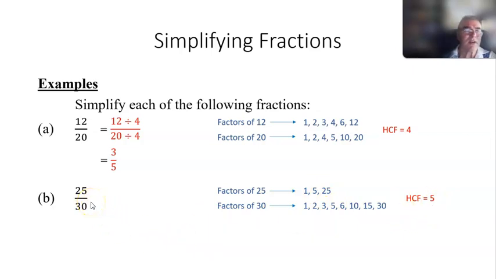Now to simplify this fraction, let's divide both the numerator and denominator by that highest common factor. So 25 divided by 5 is 5, and 30 divided by 5 is 6. So we get 5/6. Again, if you were allowed to use calculators, just type that fraction into your calculator and press equals. And if you've got a scientific calculator, it will simplify it for you.